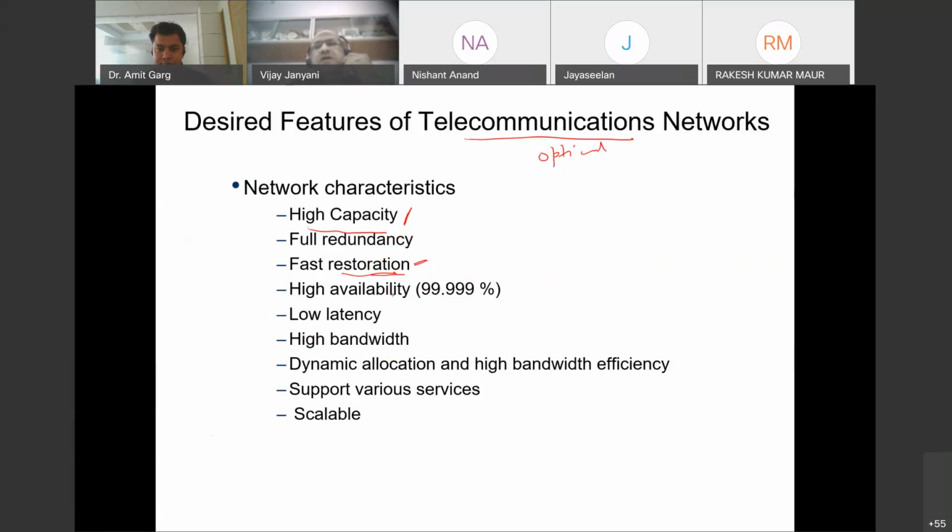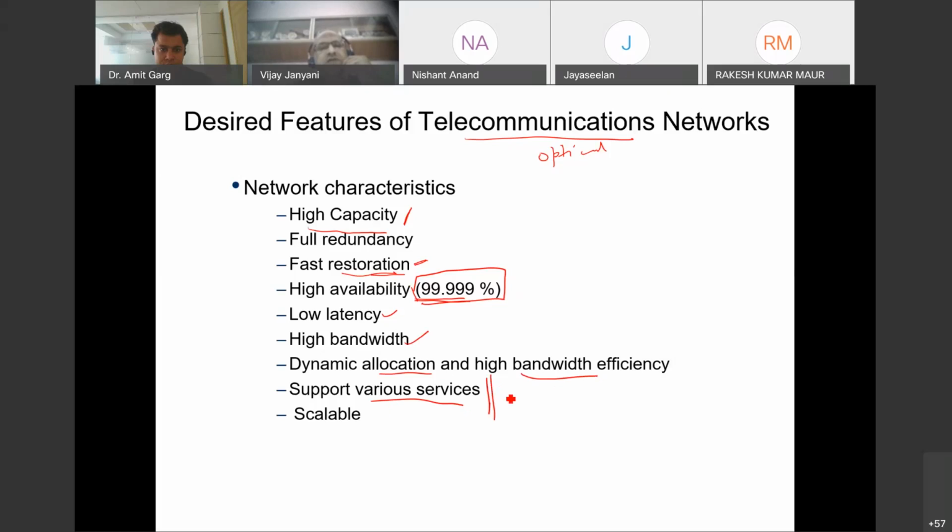High availability, because nowadays you know that internet has become so important, as good as electricity. If electricity is not there, then you can manage. But if internet is not available to you, you are annoyed in very small time. So this high availability is very important. 99.999% it should be available. Low latency, high bandwidth, dynamic allocation, and high bandwidth efficiency, various services.